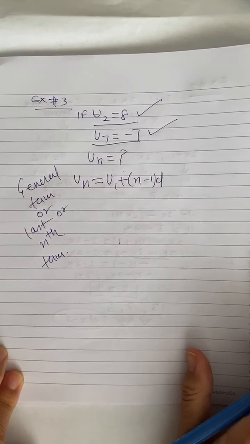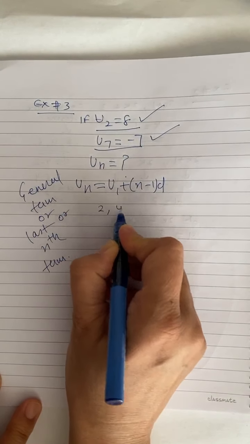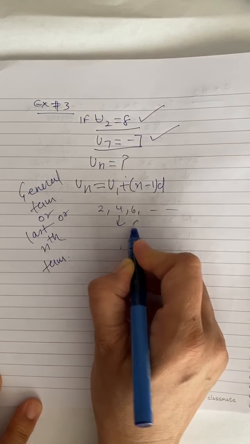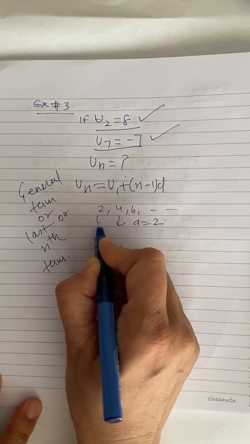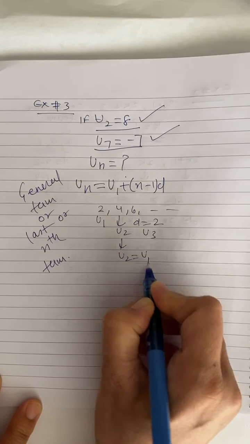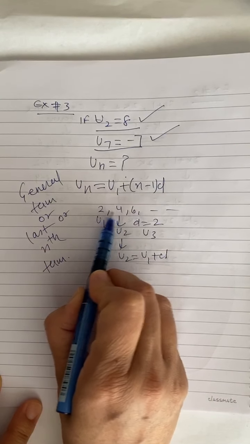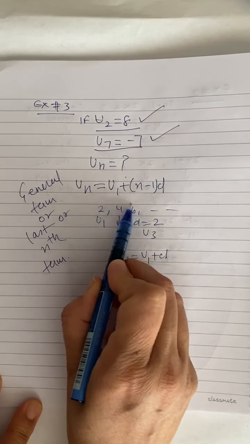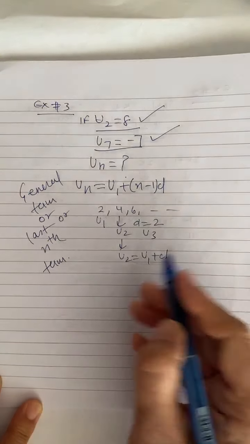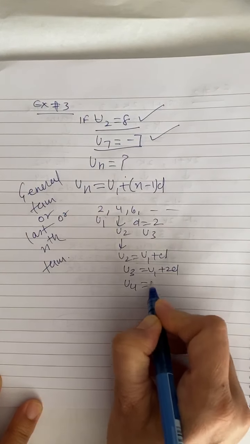Now another thing which is very, very important, which you need to remember: if you have 2, 4, 6, and the 4 is, because d is 2, this is u1, this is u2, this is u3. So u2 is simply u1 plus d. It's one common difference away from the first term. 6 is two times your common difference away from the first term. So u3 is u1 plus 2d, and then u4 is u1 plus 3d.